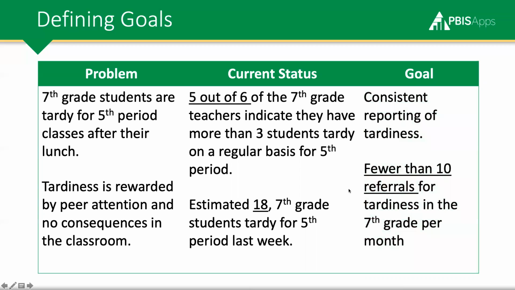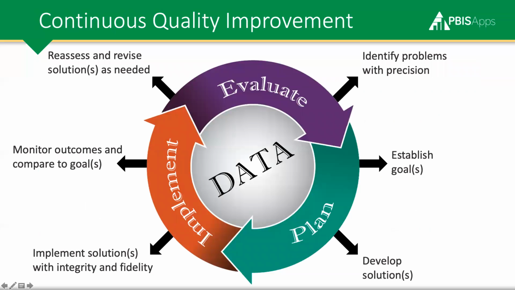Well, first of all, we need a really consistent system of reporting tardies. And we want to make sure that in the next month, for that 5th period, we're going to see fewer than 10 referrals from those 7th graders. So our goal is determined based on what our current status says. The goal is the first place we go to. We establish our goal. Once we establish our goal, now we're ready to start to develop a solution.